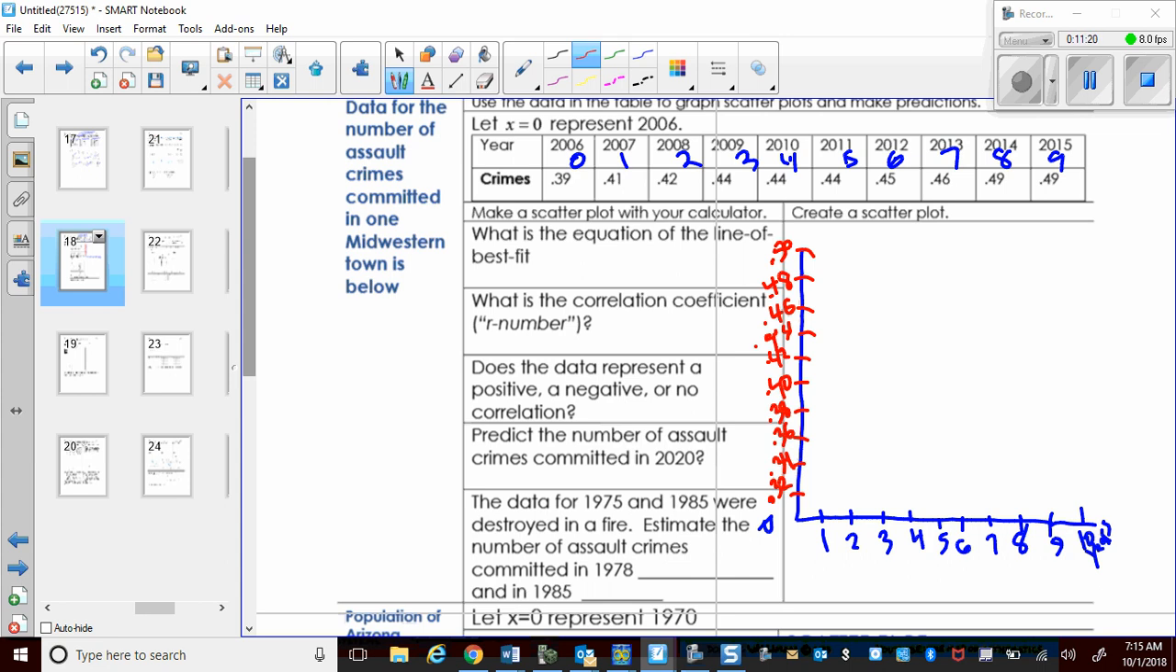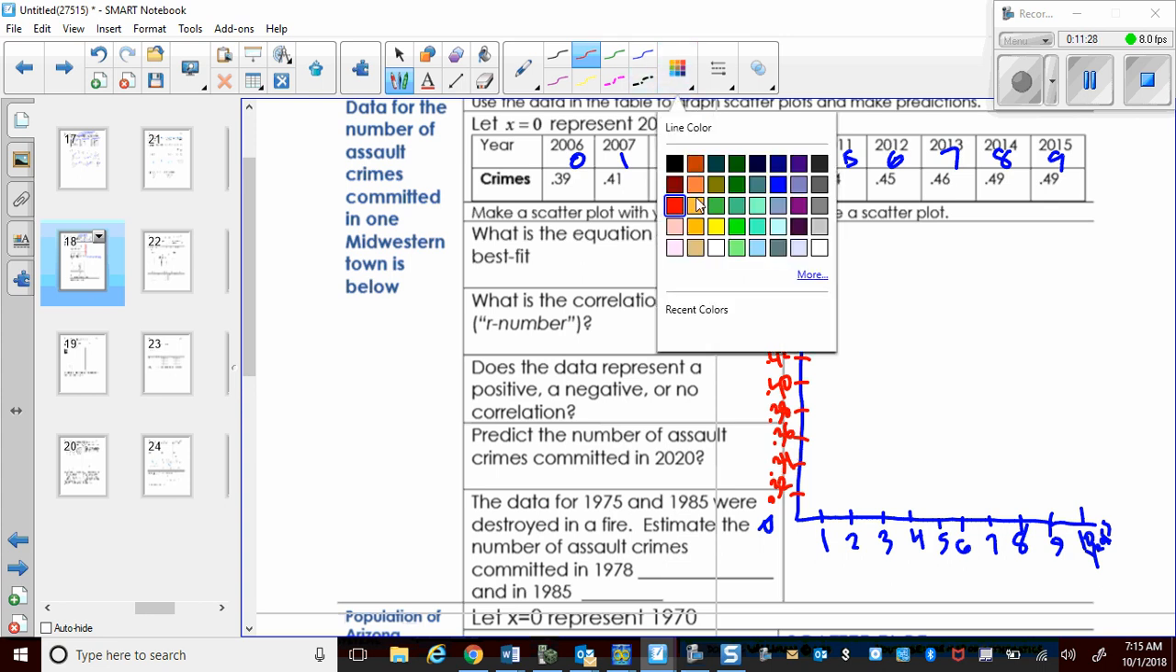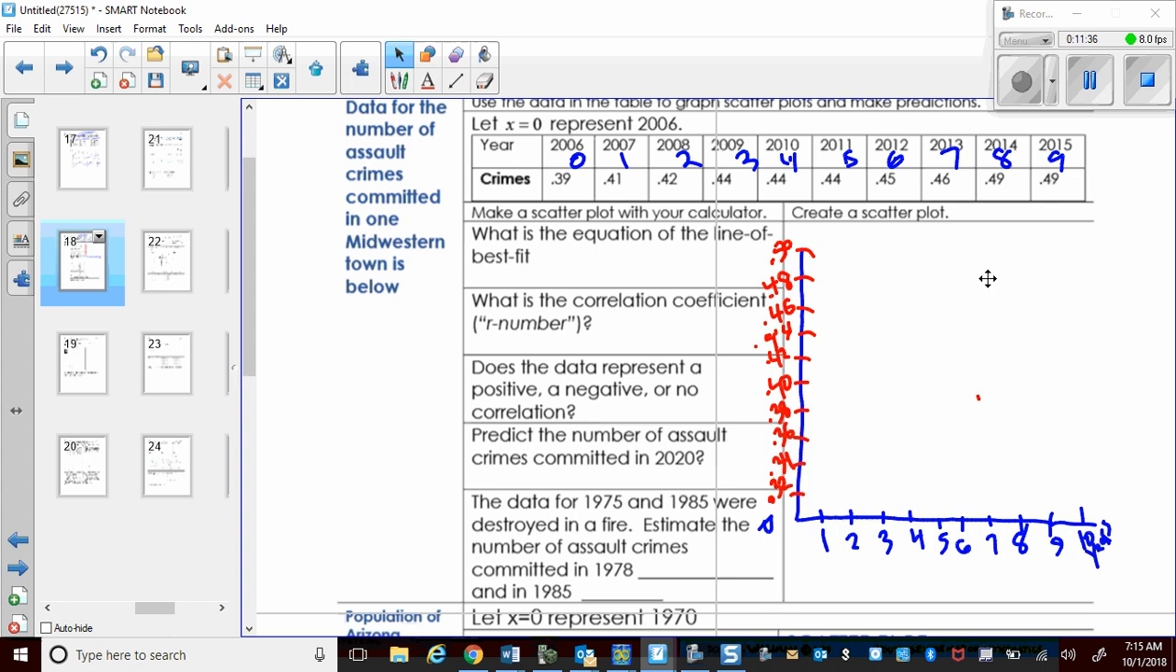So I'm going to graph this data. I'm going to make the dots, I guess I can make them yellow or orange. Orange is better. Okay, so let's go ahead and get started here. So at 0, I have 0.39. So up here at right below here, I have 0.39. Let's make those green so we can see them. 0.39. At 1, I have 0.41 right above in the middle. At 2, I have 0.42 right here. At 3, 0.44. At 4, 0.44.